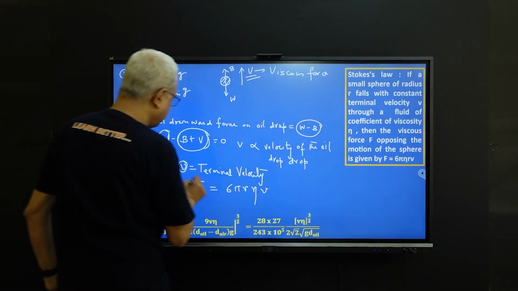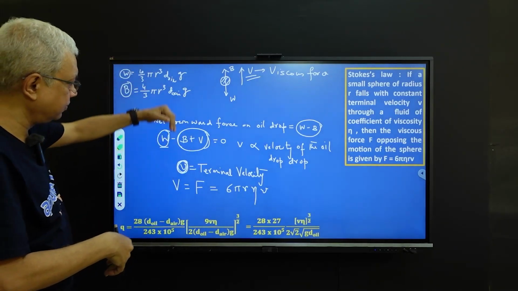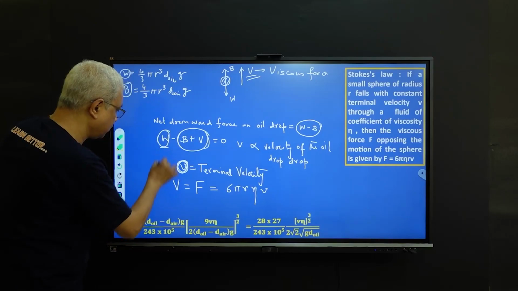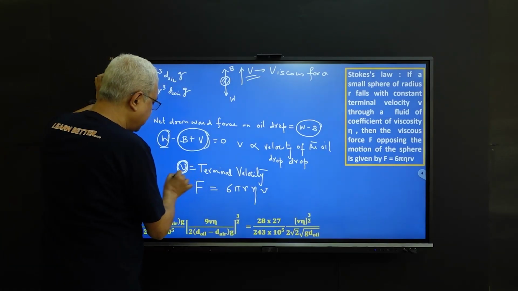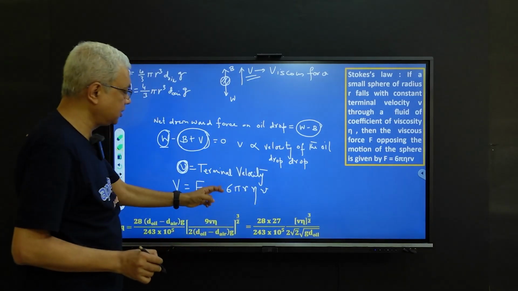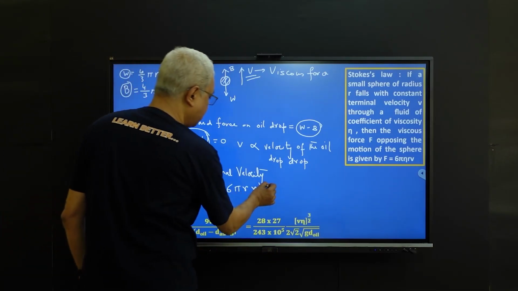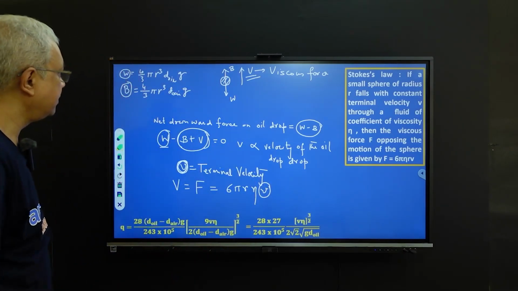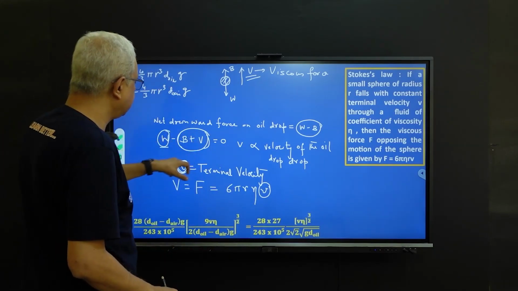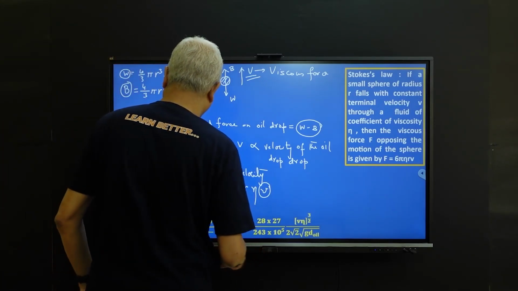That means when the terminal velocity is v, the ball moves down the air medium with constant velocity v, and at that stage the viscous force, which is acting in the upward direction, I call it F, is equal to 6 pi R eta v. Here R is the radius of the spherical ball, eta is the coefficient of viscosity, and v is the terminal velocity. Now at this stage, when the terminal velocity is reached, I can write this equation: W minus B minus F is equal to 0.